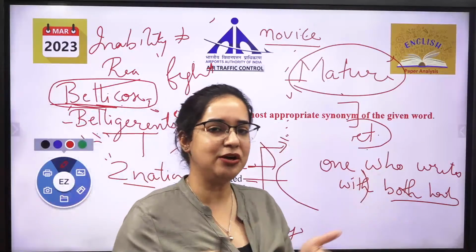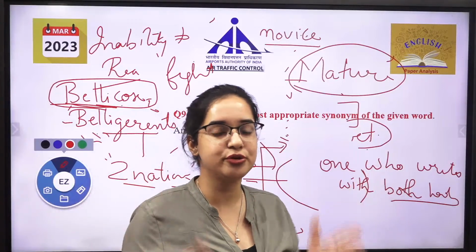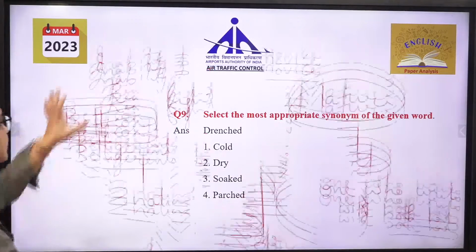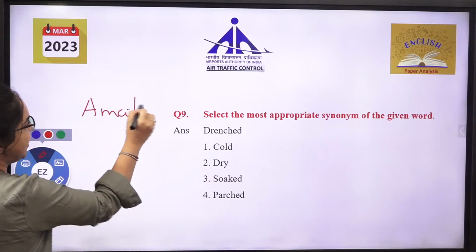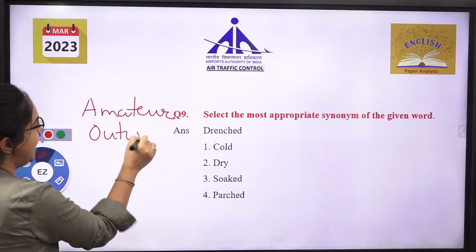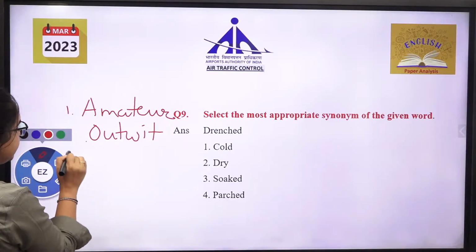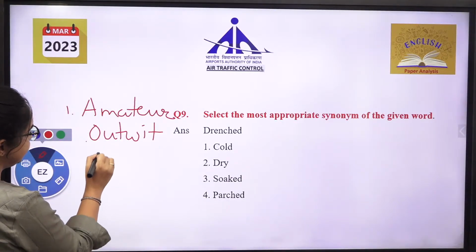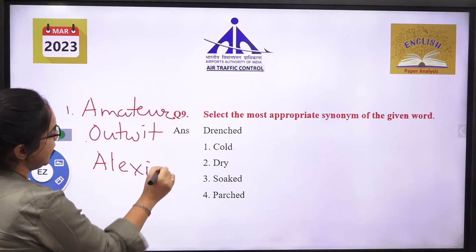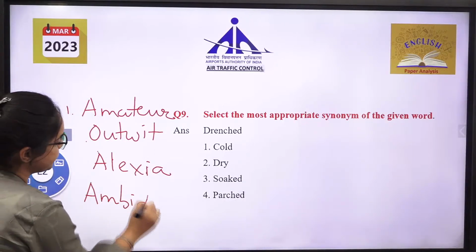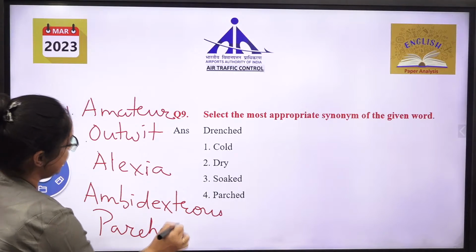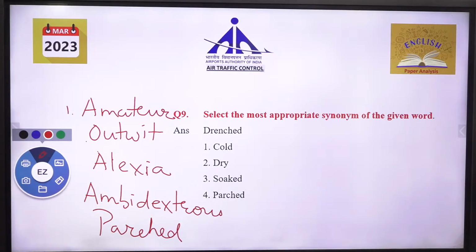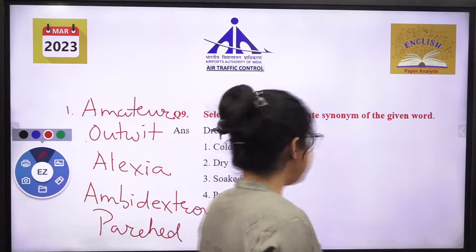In the next session we are going to learn many new words, and I'm going to bring a vocabulary session for you so that you have a revision. Whenever you think about such words, it should come to your mind. Now, who can write all the words which I'm going to ask? Answer fast. Amateur, outwit. Let's see how many of you are attentive. Third is Alexia. Then ambidextrous and parched. Tell me, one, two, three, four, five. Who can tell me all the words now? Fast. It should be very clear. First is amateur, second is outwit, third is Alexia, fourth is ambidextrous, and fifth is parched.